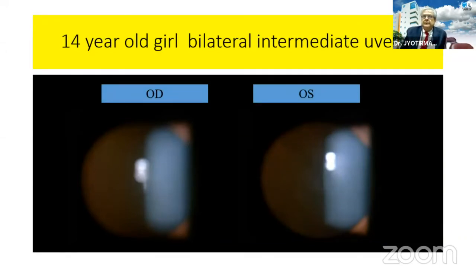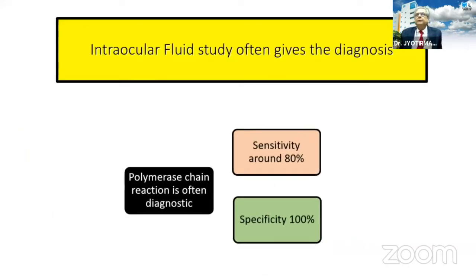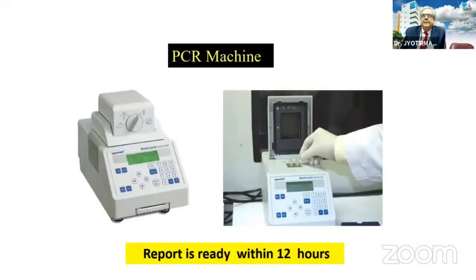It could be TB or sarcoid, but HRCT chest showed multiple nodules in the lung parenchyma, suggestive of tubercular etiology. Intraocular fluid study can often give the diagnosis, though it should be clinically correlated.